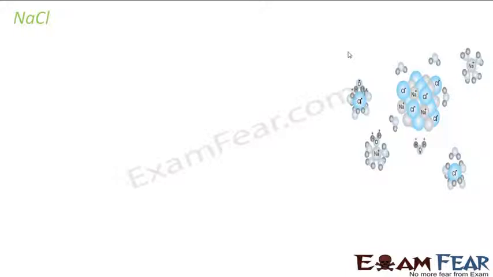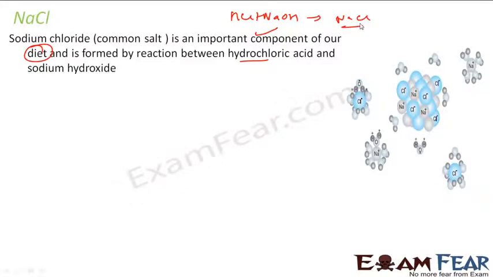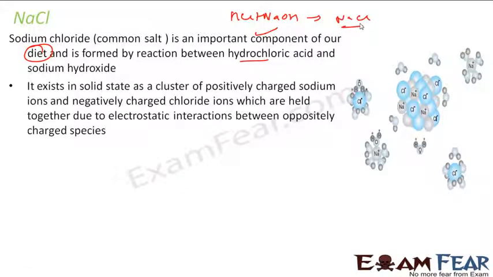So if you see NaCl, it is in the lattice form, which is Na plus and Cl minus ions like that, right? And it is one of the most important components of our diet. It is formed by the reaction between HCl and NaOH. I wrote this reaction somewhere. Yes, NaCl. Right? And it exists in the solid state.